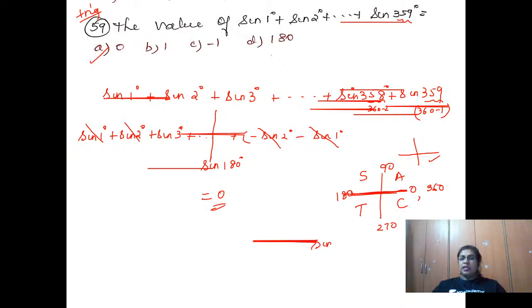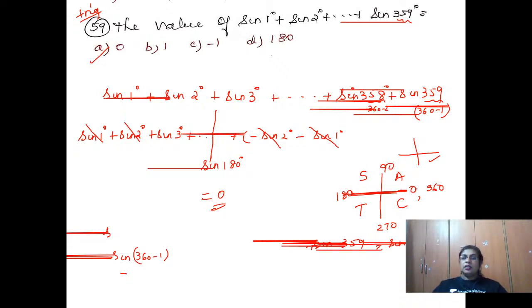So sine 359 is written as sine of 360 minus 1. So sine 359, 360 minus 1, lies in the fourth quadrant. In the fourth quadrant sine is negative. So you are writing first the sign.